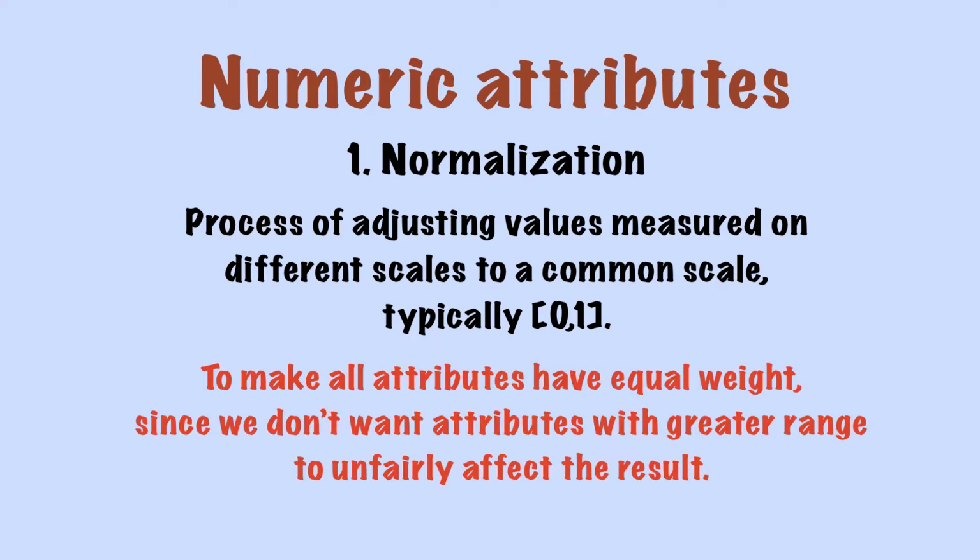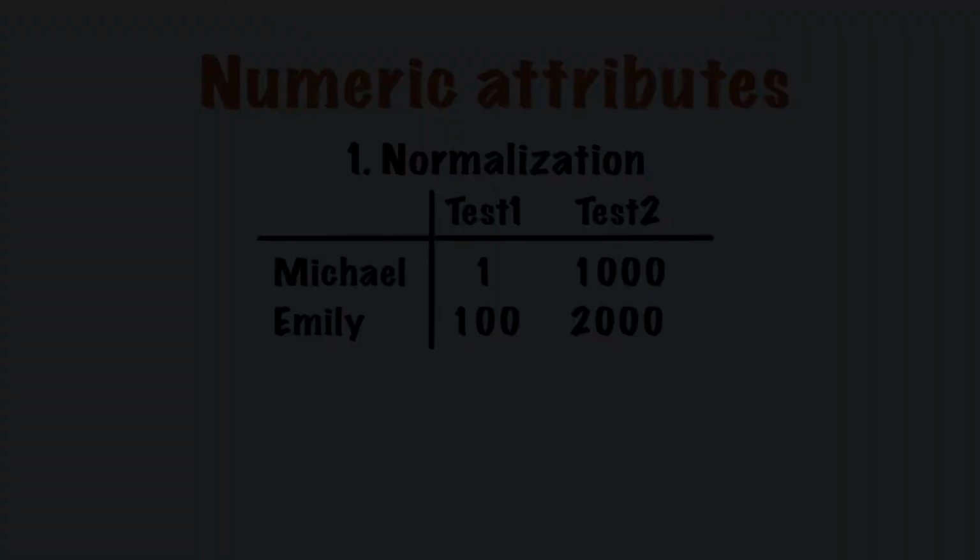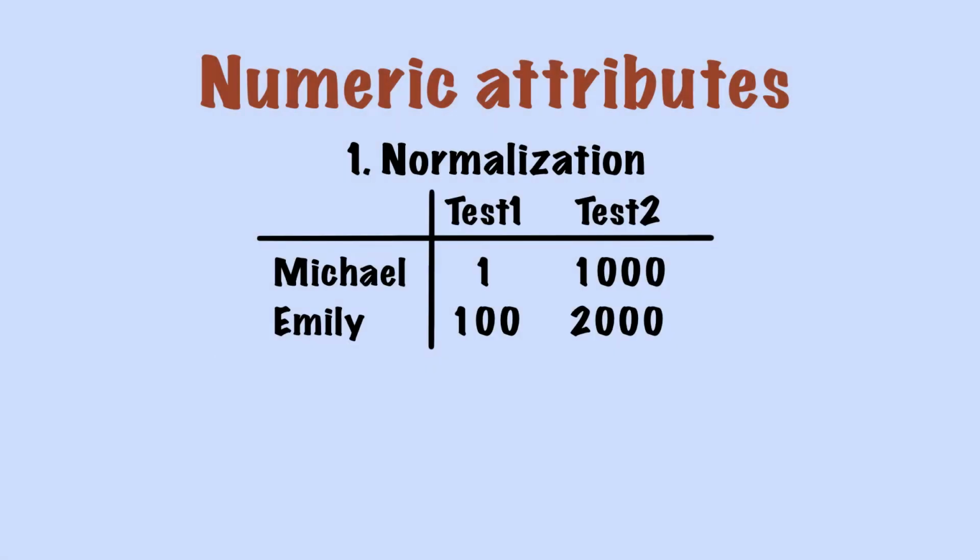The reason why we need to normalize the data is to make all the attributes have equal weights. If we don't normalize the data, attributes with greater range will unfairly affect the distance measure. For example, Michael and Emily did two tests, and here are their scores. If we simply calculate the distance by deducting the lower score from the higher score, then we get the distance for test 1 is 99, for test 2 is 1000.